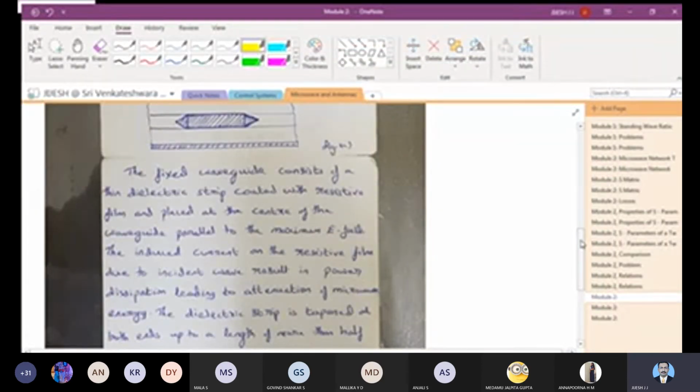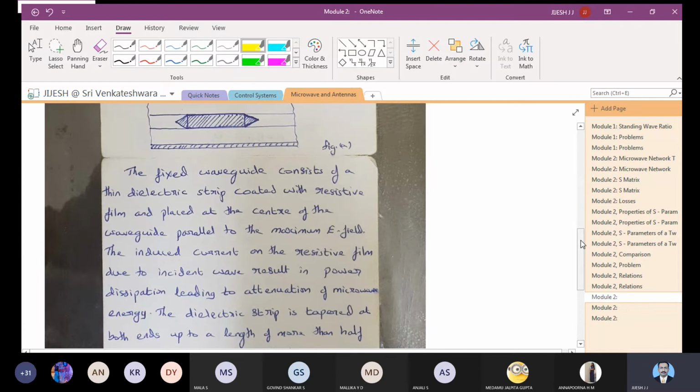So when the wave falls on this resistive film, power dissipation will take place and the energy will be attenuated. The dielectric strip is tapered. You call this process tapering, where you have a very sharp edge, and the dielectric strip is tapered at both ends, with a length more than half of the wavelength. Why are we doing it? To reduce the reflection. That is the main purpose, and it should be more than half of the wavelength.